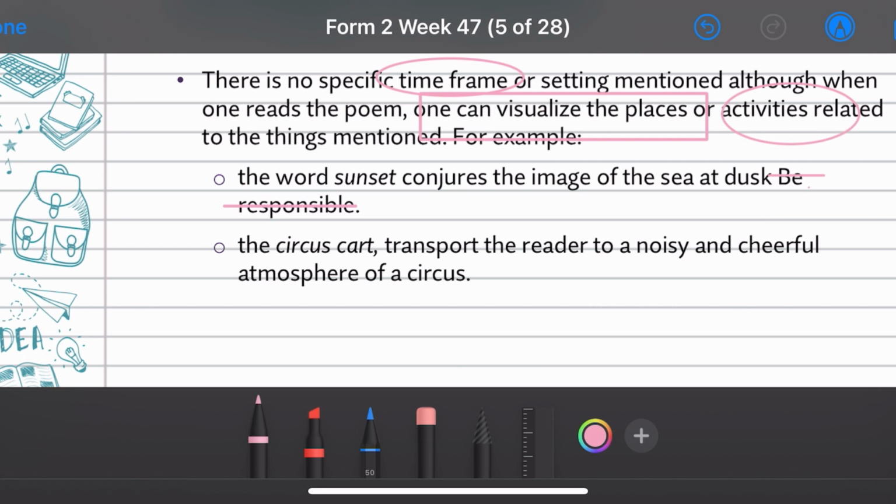Right, but yeah. The word sunset conjures the image of the sea at dusk. Okay, sunset ni dia nak tunjukkan keadaan laut bila matahari terbenam. Okay, ingat, sunset is matahari terbenam, sunrise matahari terbit. Okay, the circus cart. Bila dia cakap pasal circus cart pula, transport the reader to a noisy and cheerful atmosphere of the circus. Bila kita dengar pasal perkataan circus cart ni, kita boleh bayangkan terus keadaan circus yang bingit, bising and ceria. Hey, hoo-ha, we got clowns, we got people showcasing their talents and stuff, right?